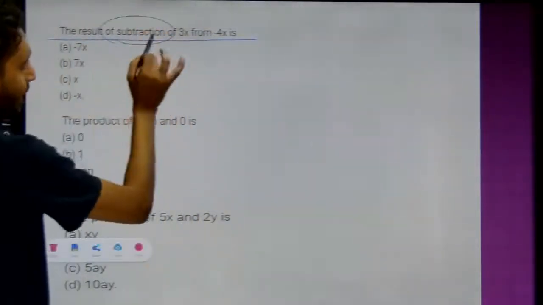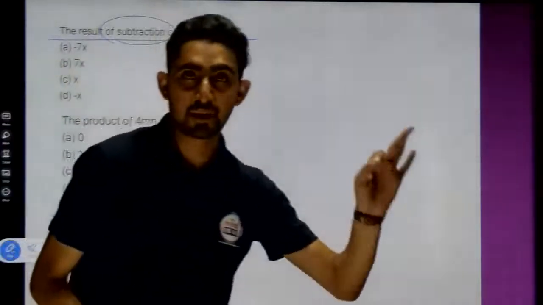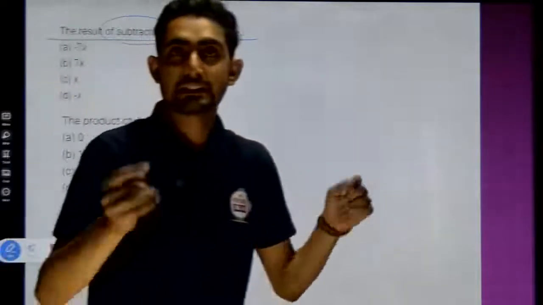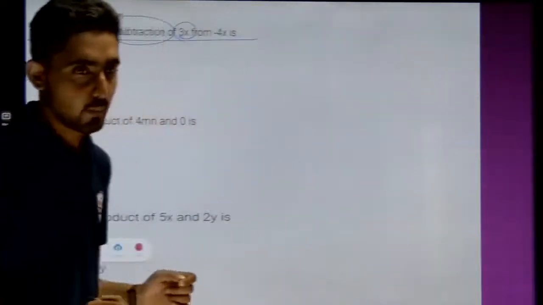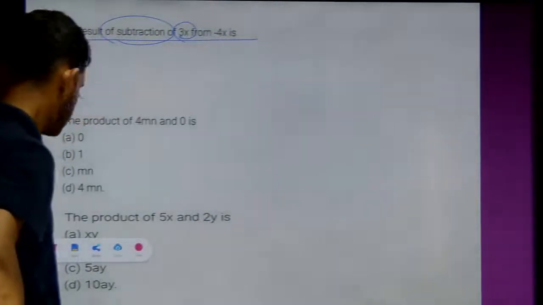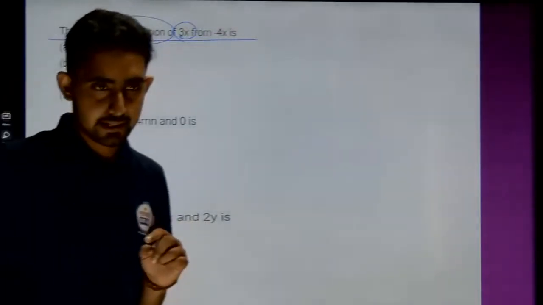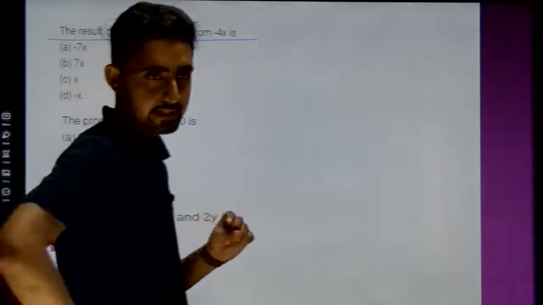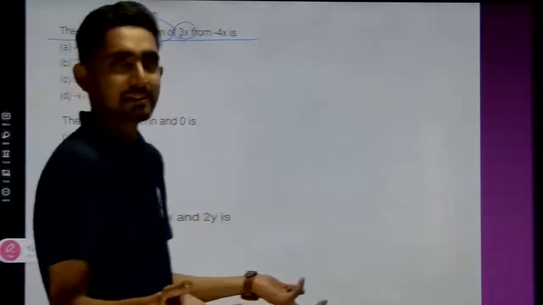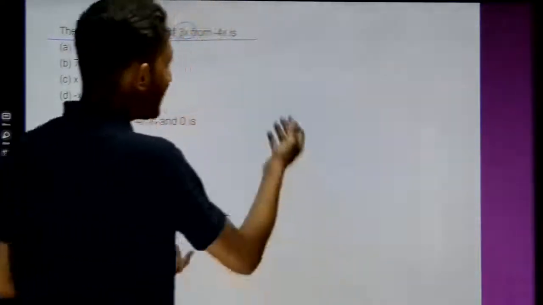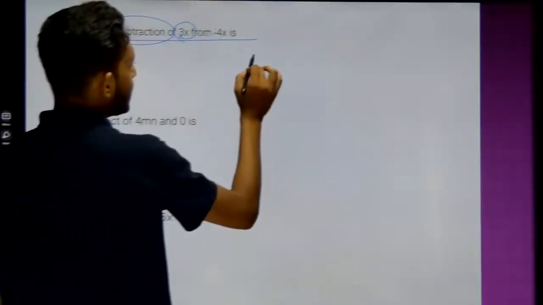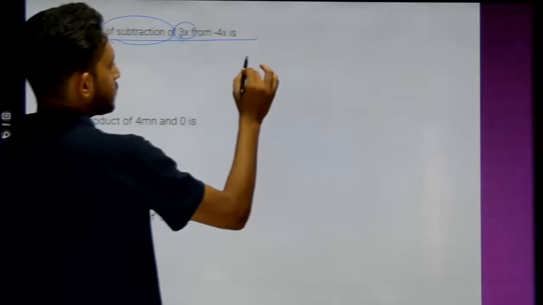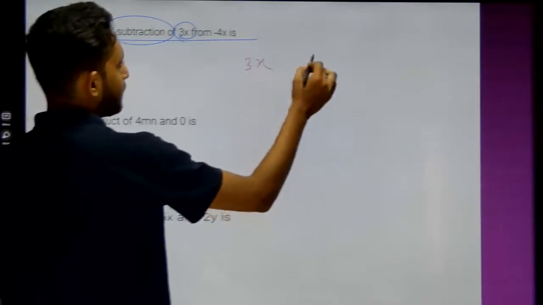Now see: the result of subtraction of 3x from minus 4x is equal to what? Subtraction word is there, so try to understand. When you subtract 3x from minus 4x, what is the correct answer? Minus 7x, minus 7x. Lovely, very good. Same answer is coming, so that means your answer is correct.